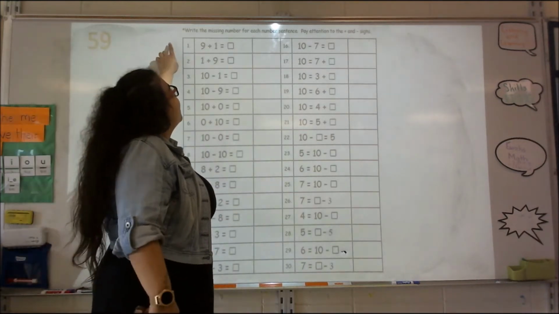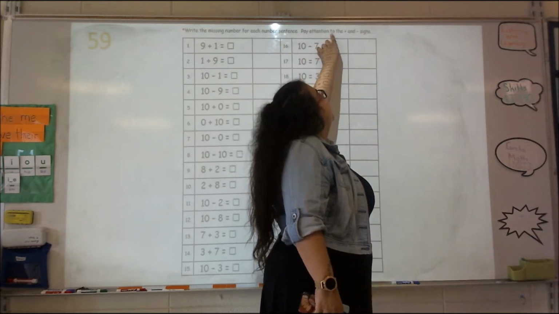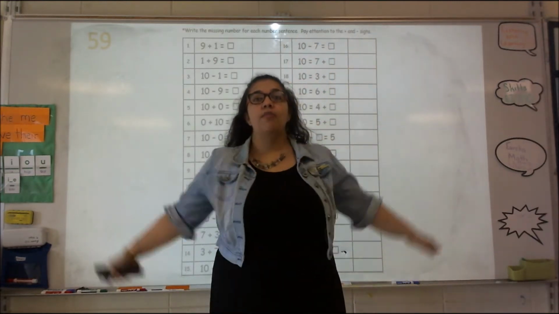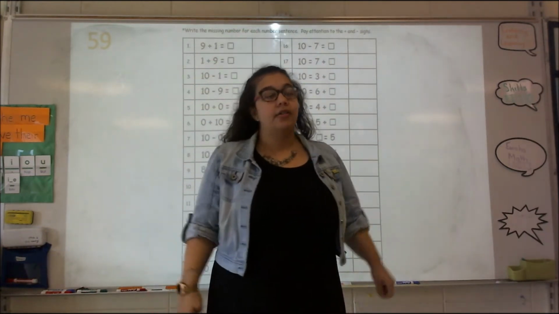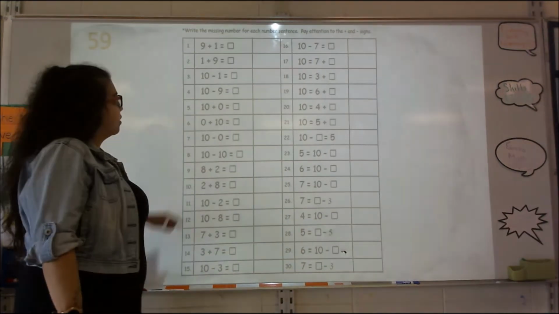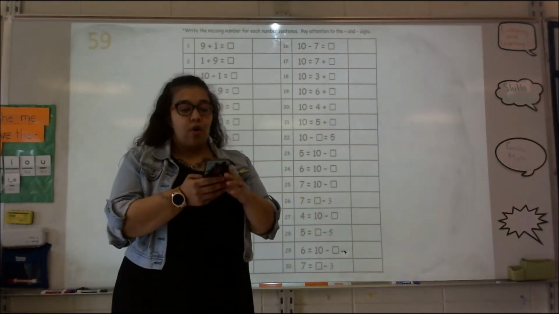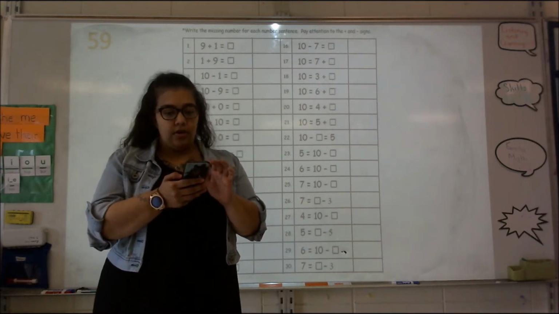All right. It says write the missing number for each number sentence. Pay attention to the plus and minus signs. So plus, put together, minus, take apart. These are things that we know. So pay attention to the signs. Pencils at the ready. Remember, only just trying to compete with yourself and doing your best work.